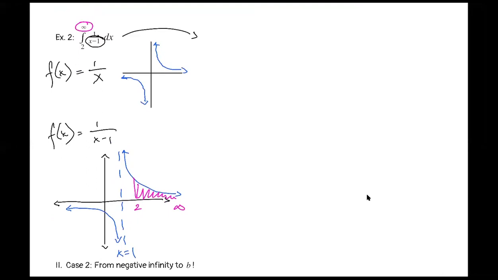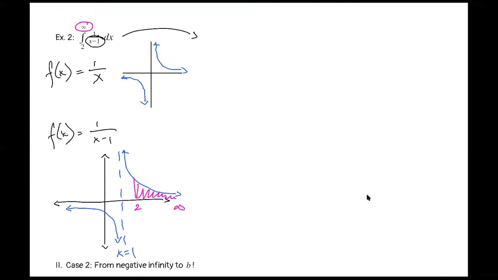Thoughts this time? Which function do you think drops more quickly? Example 1, 1 over (x minus 1) squared, or example 2, 1 over (x minus 1)? Example 1 drops faster. Yeah, what makes it drop faster? The exponent.